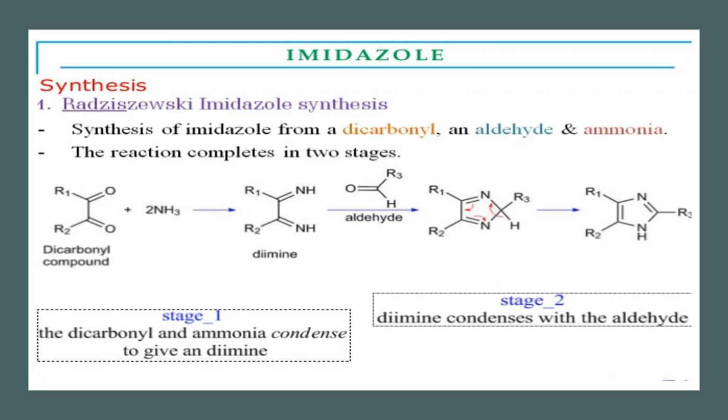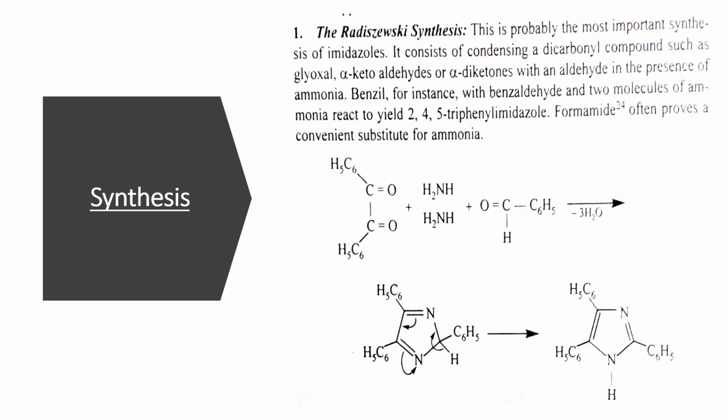So it's a two-step. What is the first step? The first step is the diimine formation. The second step is that the diimine which is formed will react with an aldehyde. It will condense with an aldehyde to give you your substituted imidazole. This is Radziszewski's imidazole synthesis, where you take a dicarbonyl compound, react it with ammonia to give you a diimine. This then condenses with an aldehyde to give you the corresponding imidazole. That is the first method for synthesis of imidazole.